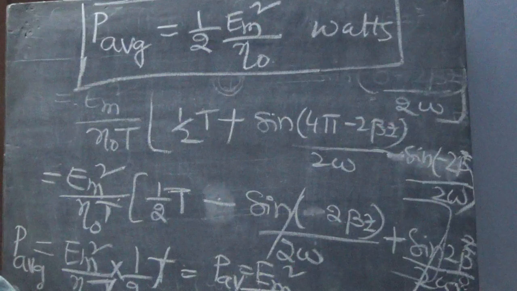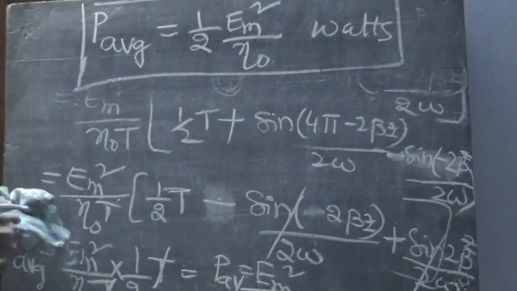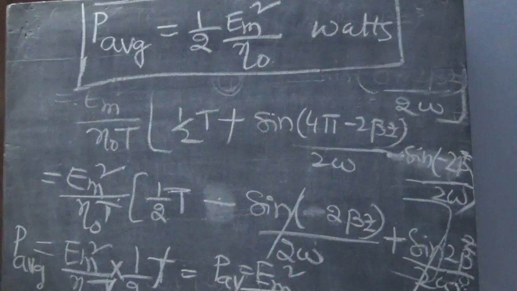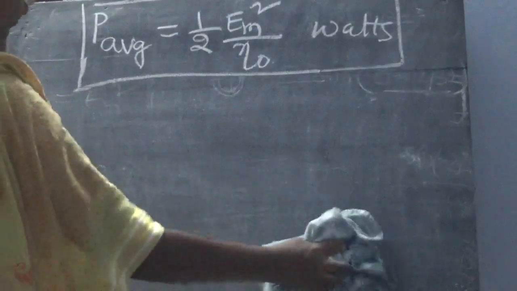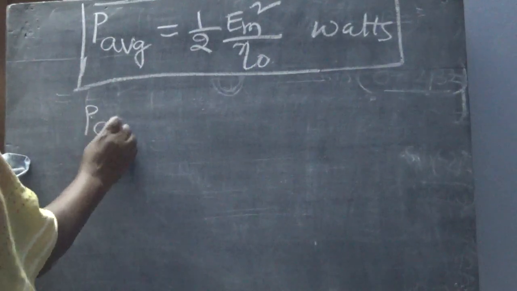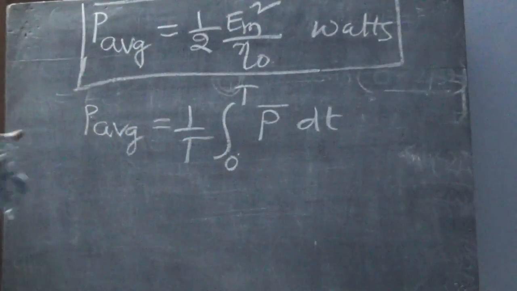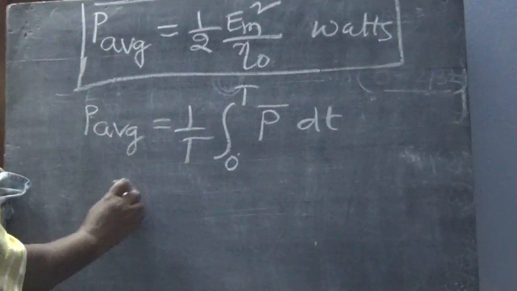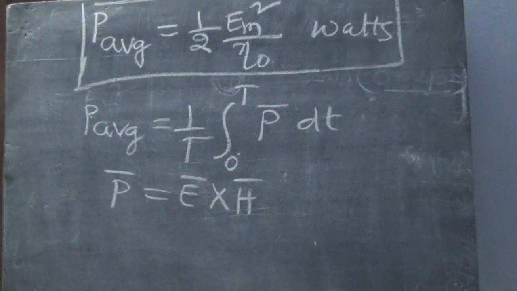So now, what we have seen? We have seen Poynting vector, we have seen Poynting theorem. Now we are going to see the instantaneous Poynting vector, the average Poynting vector and the complex Poynting vector. These three quantities we will see. P average can be written as P average is equal to 1 by t integral 0 to t. This is P average. What is the instantaneous Poynting vector? The instantaneous Poynting vector is nothing but P bar is equal to E bar cross H bar.